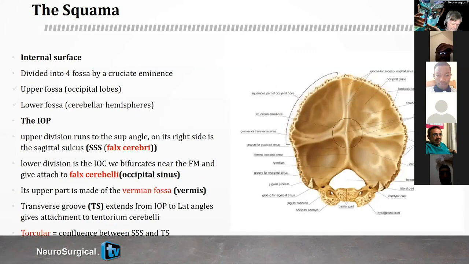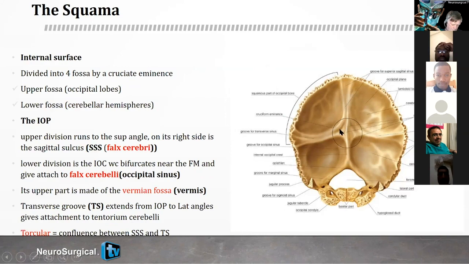Then we have the internal surface. The internal surface is divided into four great fossae by the cruciate eminence. We can see the cruciate eminence. It has the form of a cross. We have two upper fossae which are triangular and which lodge the occipital lobes, and two lower fossae which are quadrilateral, which lodge the cerebellar hemispheres.